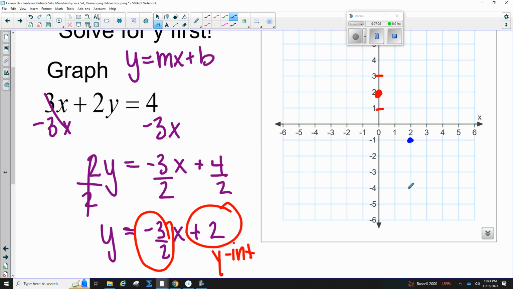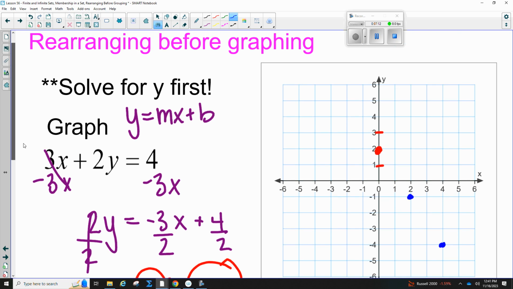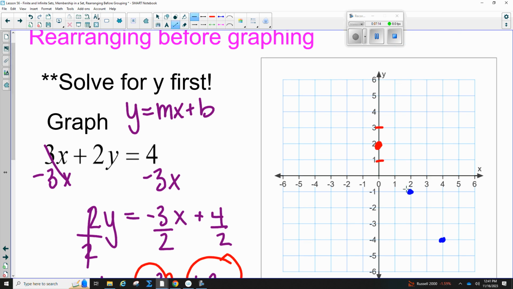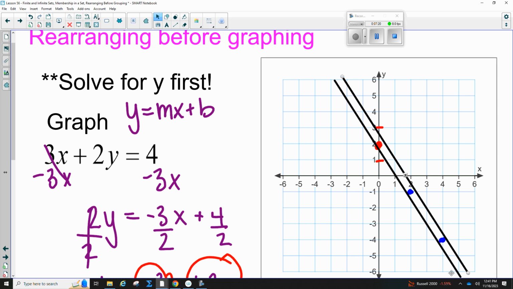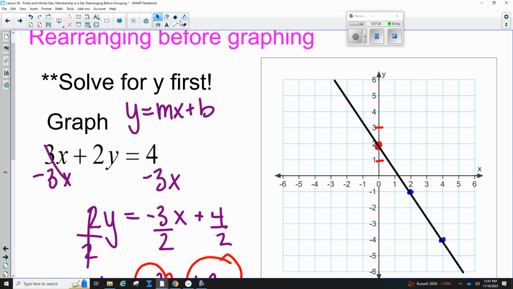Put a point. Down 1, 2, 3, over 2. Put a point. And we are going to do a whole entire worksheet on this tomorrow so we can get really good at graphing lines. Okay, draw your line. When you draw it, you want to go all the way through the grid. All right, and you want arrows because this line goes forever. It is infinite. All right, let's try another one.